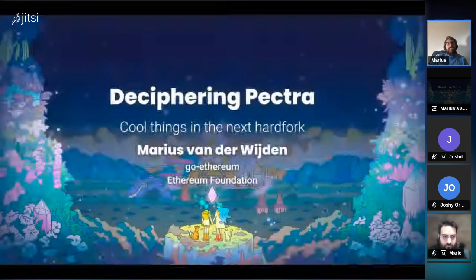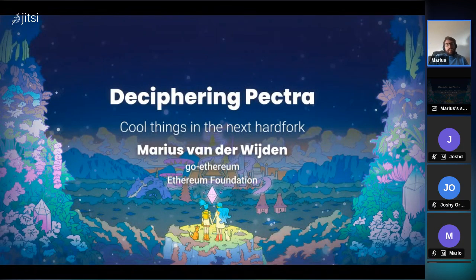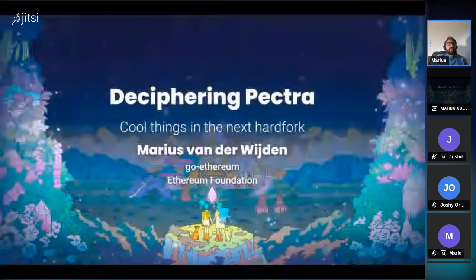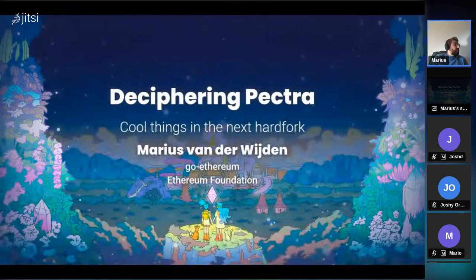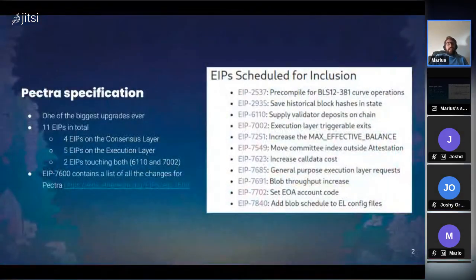As I already said, my name is Marius. I work in the Go Ethereum team, and today we are talking about deciphering Pectra and Fusaka. Some of the slides are old slides, that's why the title is wrong. But we're going to talk a bit about the next hard fork, the coming hard fork, and the hard fork afterwards.